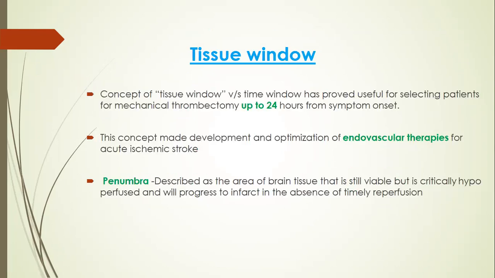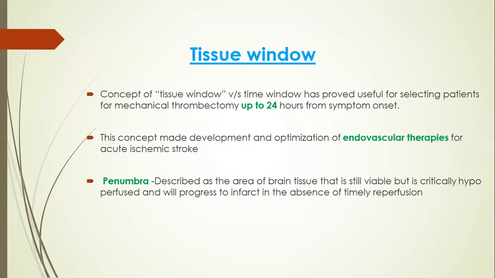Okay. The newer concept is tissue window. All of you know the thrombolysis window period. This is the tissue window. It is recommended up to 24 hours from the symptom onset. From stroke onset to 24 hours, we can still reperfuse the tissue by doing endovascular therapy. Penumbra, as all of you know, is described as the area of brain tissue that is still viable but is critically hypoperfused, and it will progress to infarct if you don't treat at that time.